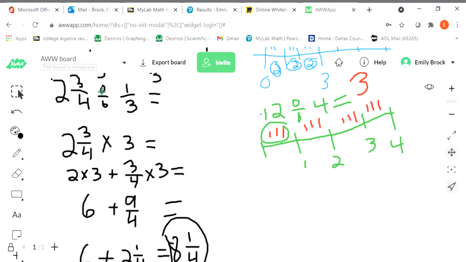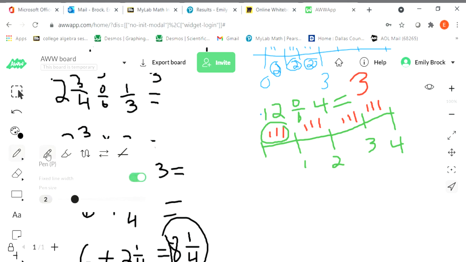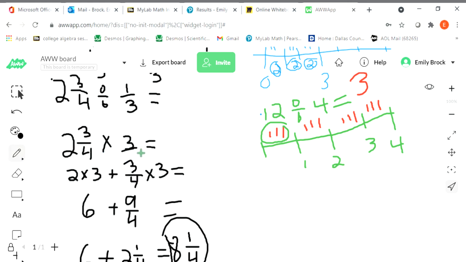So, dividing by 1/3, this leads to the algorithm of multiplying by the reciprocal, which is the most common. Because 2 and 3/4 divided by 1/3 becomes 2 and 3/4 times 3, and we could put it over 1 if we want. So you can see the reciprocal there. Alright, I hope that helps.